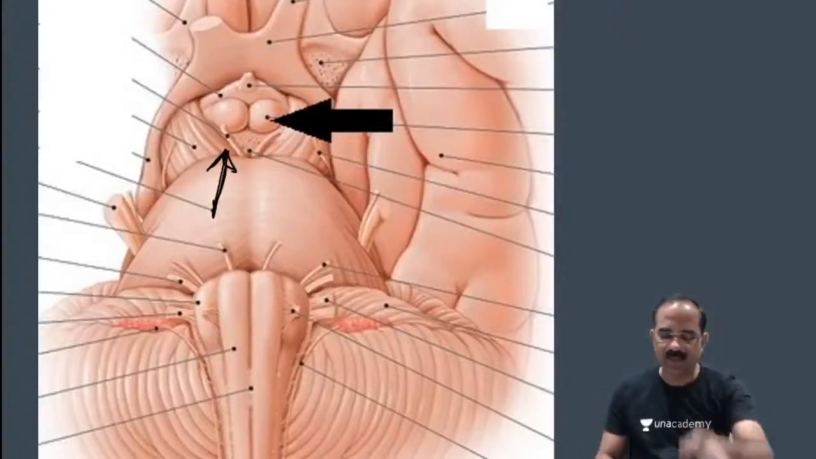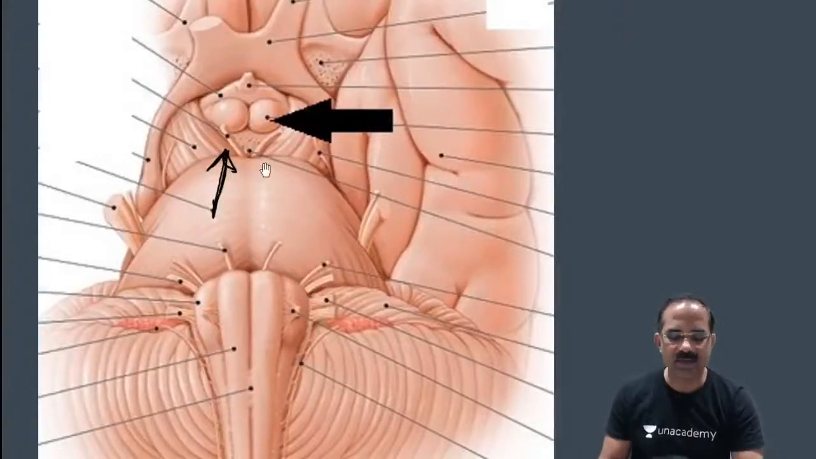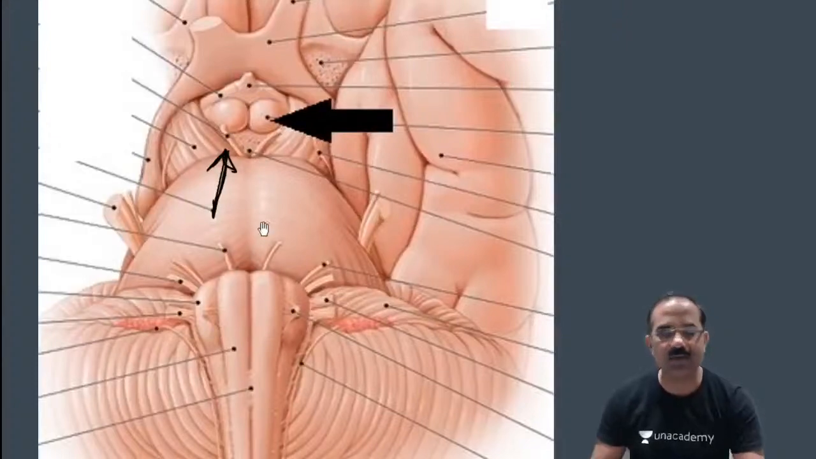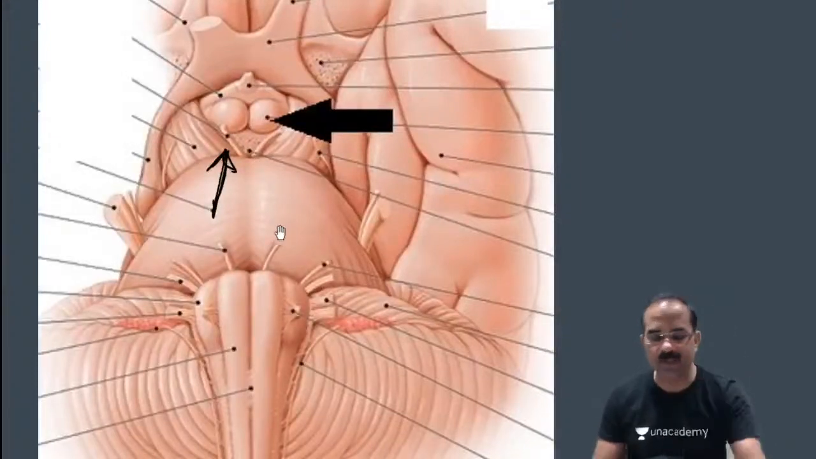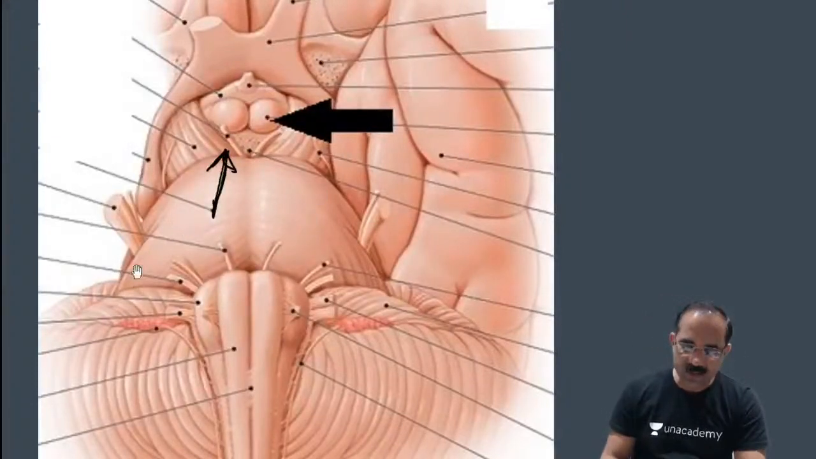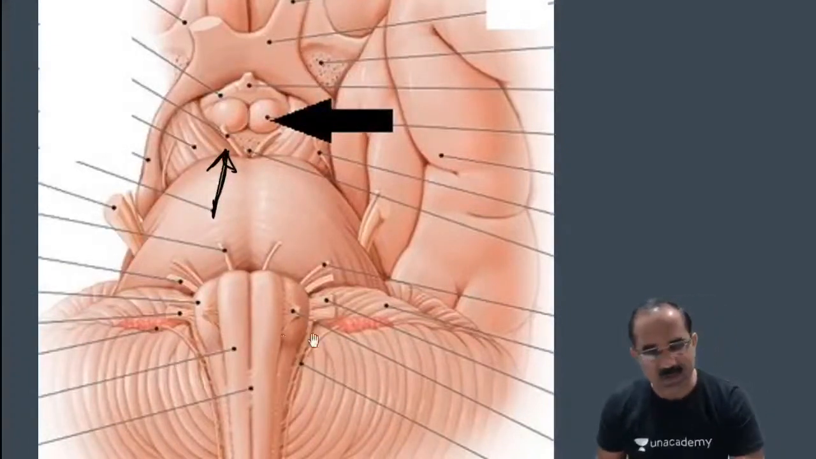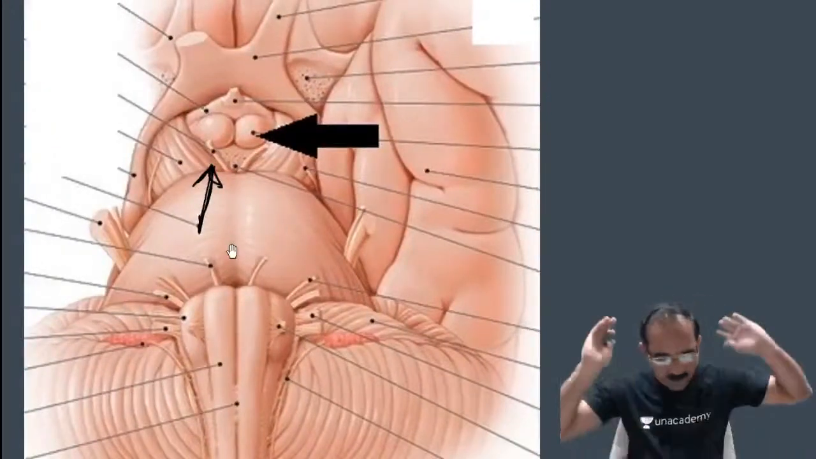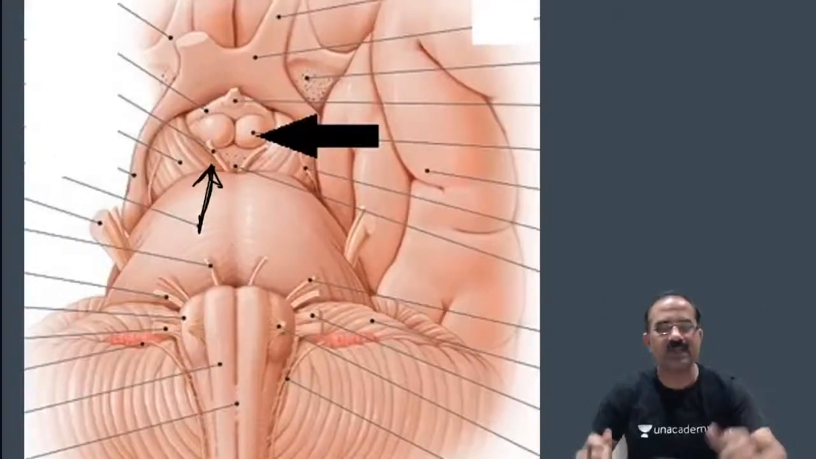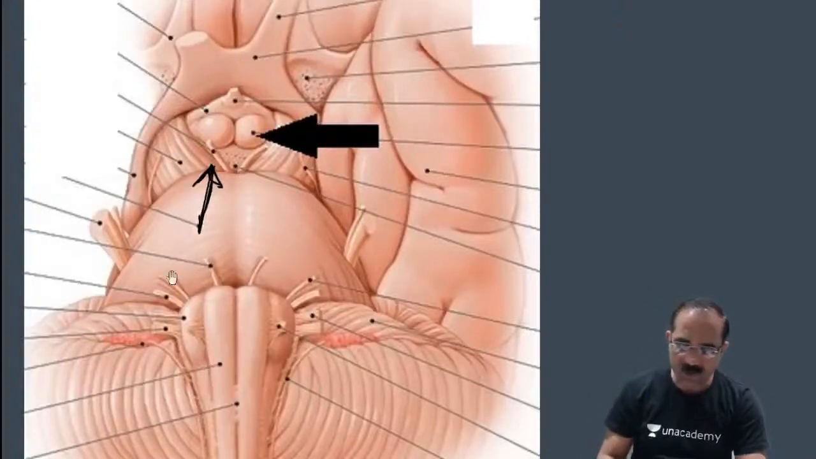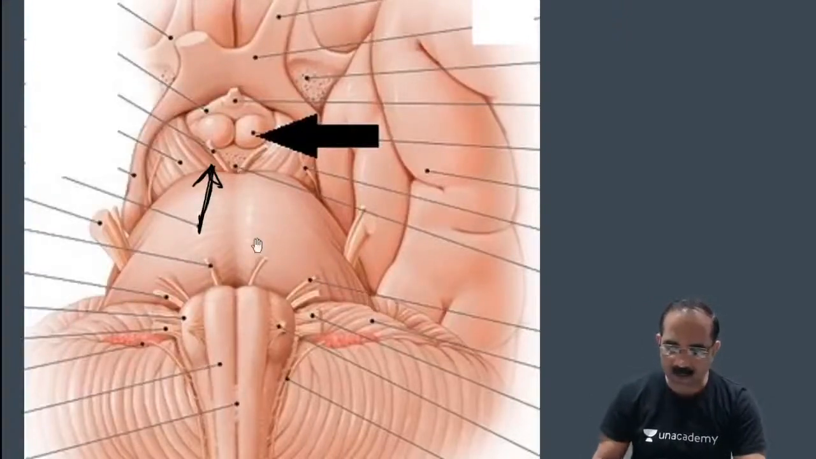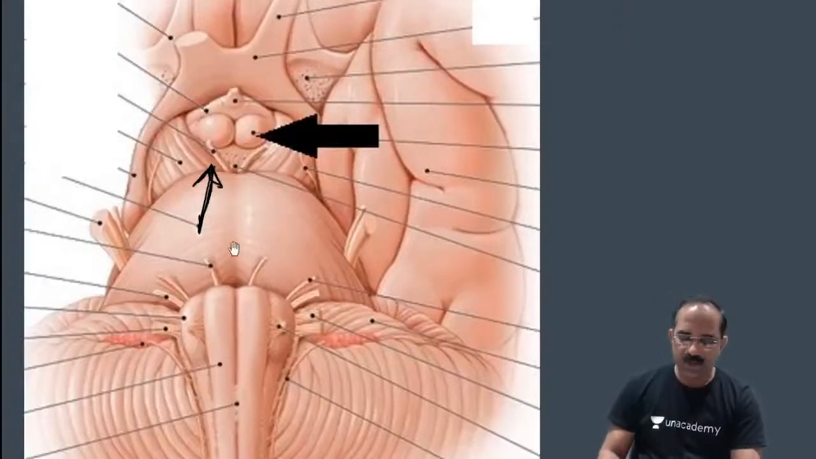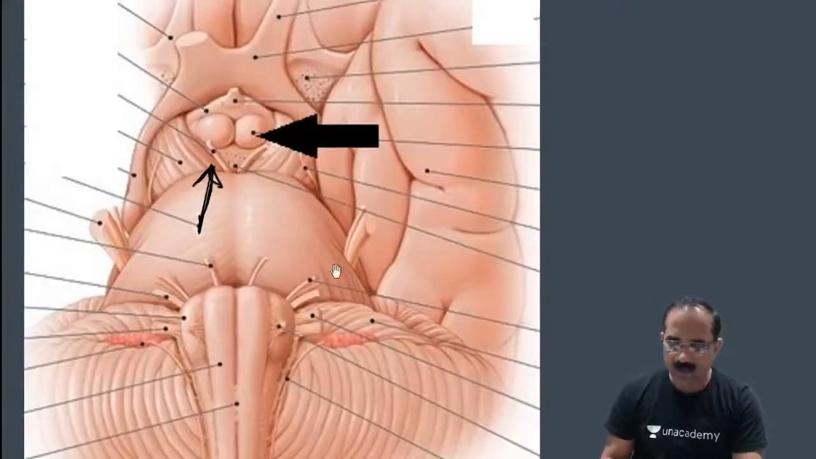The artery which lies in the sulcus, we call this the basilar sulcus. What is the name of the artery? The basilar artery. And what is this which is entering into the cerebellum from the pons? From the pons it is going into the cerebellum, and this is what we call the middle cerebellar peduncle.